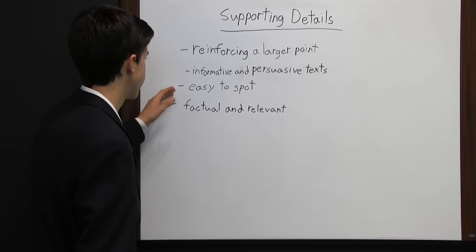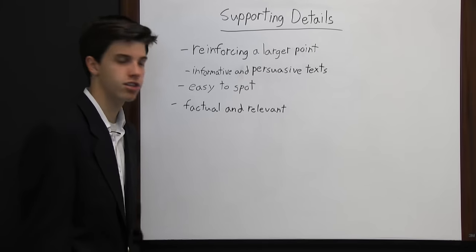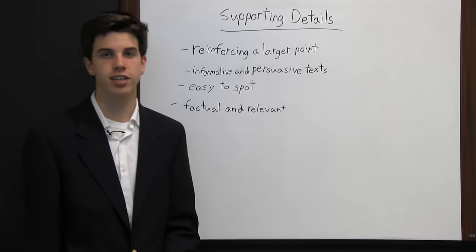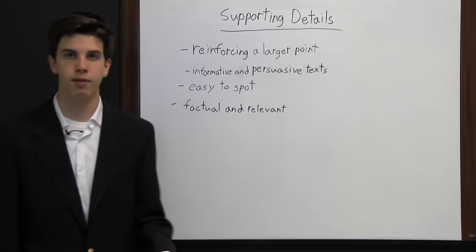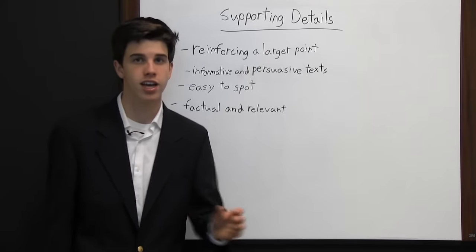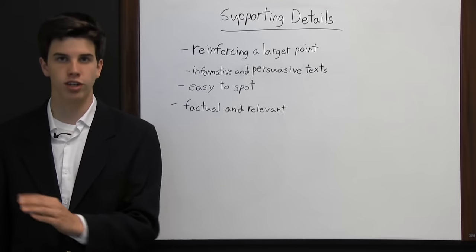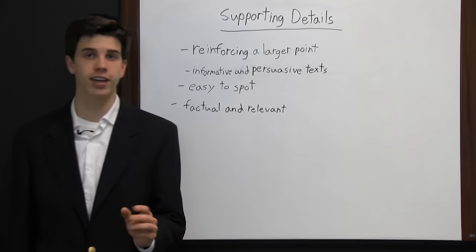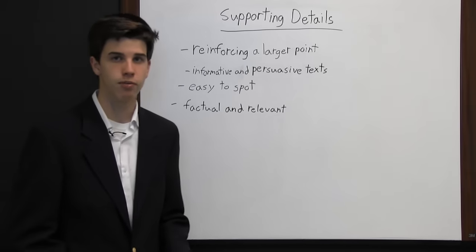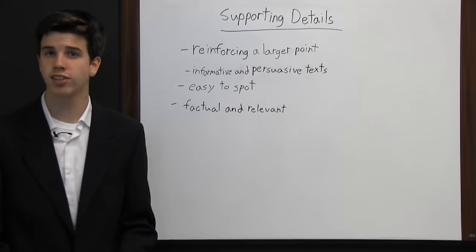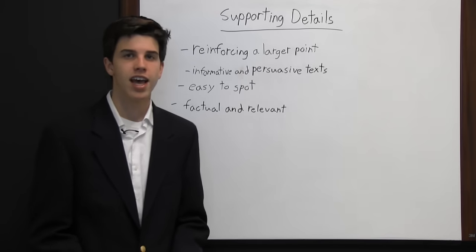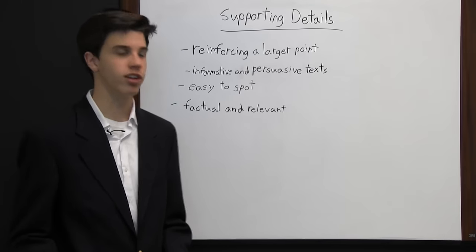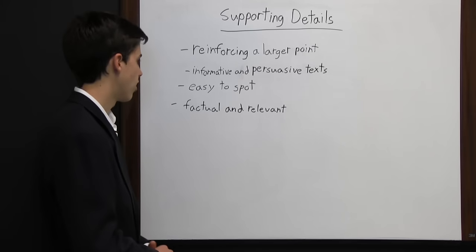And supporting details are often easy to spot, because the writer will let you know that those details are coming. A lot of times they'll make a main point and then they'll say something like first, and give a supporting detail, and second, and give another supporting detail, and then say finally, and then give the third supporting detail. Or they might say something like for example or for instance, and that would tip you off that the next supporting detail is coming along.